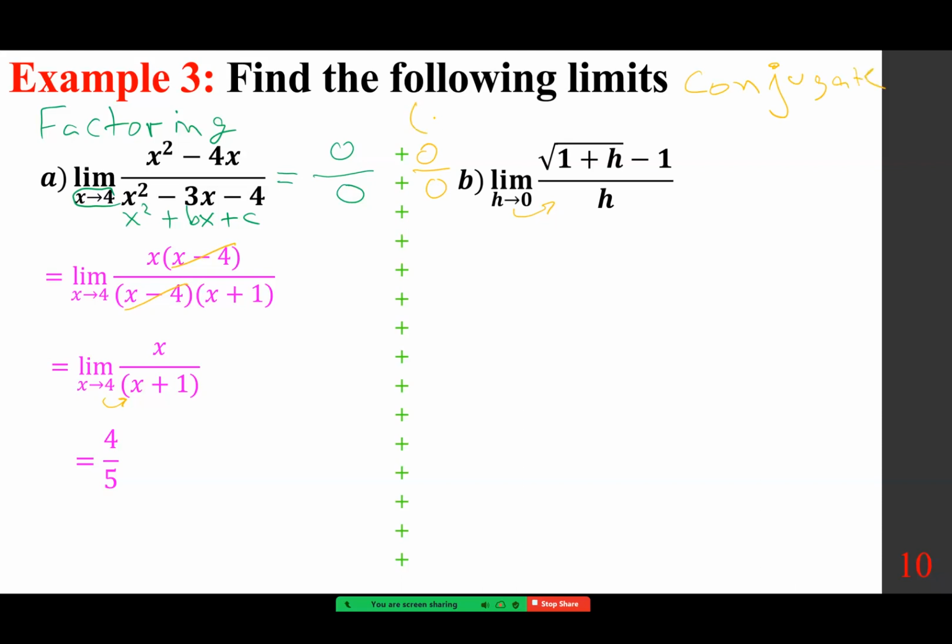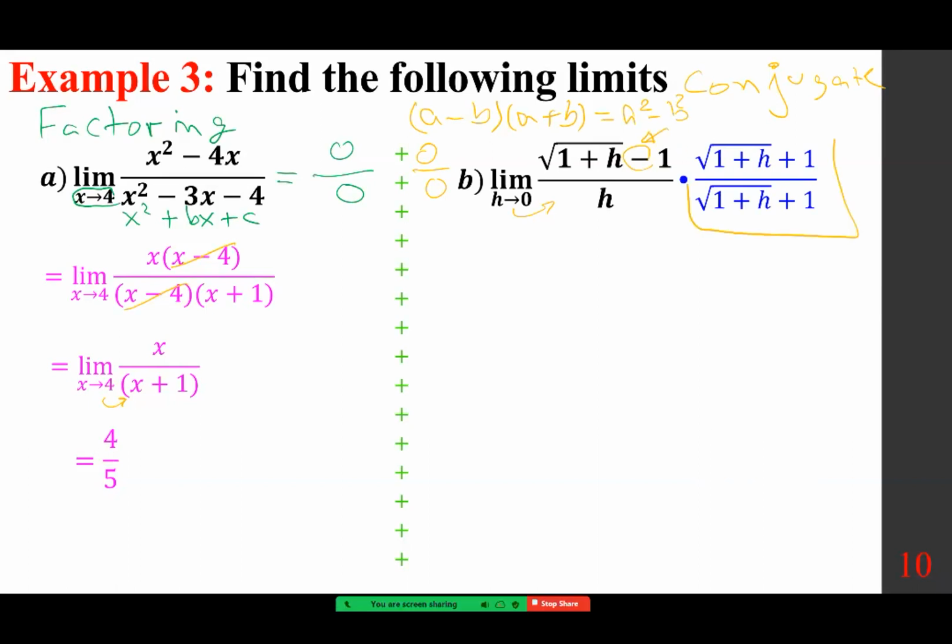The conjugate of A minus B is A plus B. Their product is A squared minus B squared. Therefore, all you have to do, change this one to a plus sign. However, when you do that, you have to put it at the top and the bottom both, because this expression must be equal to 1. Otherwise, you can't do that.